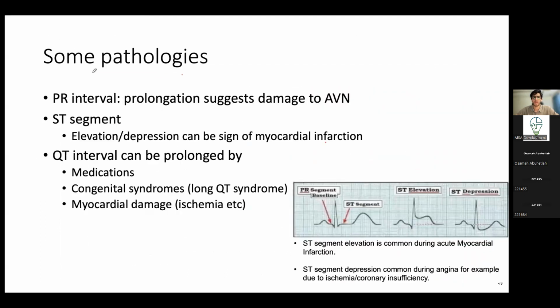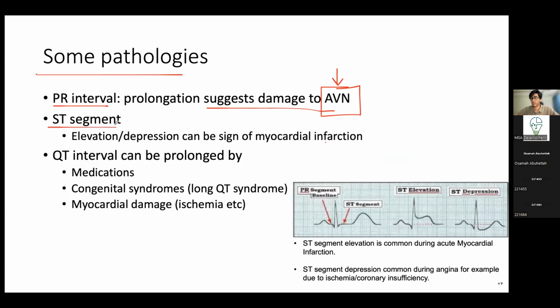Let me just review some pathologies that were mentioned in your lecture. We have the PR interval. The PR interval is from the start of the P wave to the start of the QRS complex. If we have a PR interval prolongation, it suggests that there might be some sort of damage to the AV node. Just imagine, if the AV node is damaged, it might prolong the delay that it usually has, so that prolongs the PR segment and eventually prolongs the PR interval as well. So think logically.